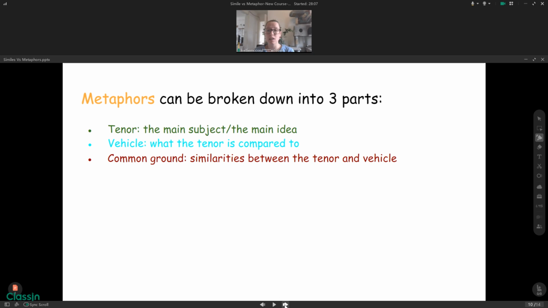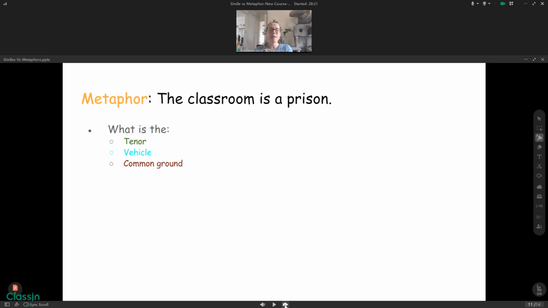We've got the tenor, which is the main subject, the main idea. The vehicle, the driving force, if you like, what the tenor is compared to. And the common ground, the similarities between the tenor and the vehicle. So, if we have the metaphor, the classroom is a prison, what is the tenor? What is the vehicle? And what's the common ground?